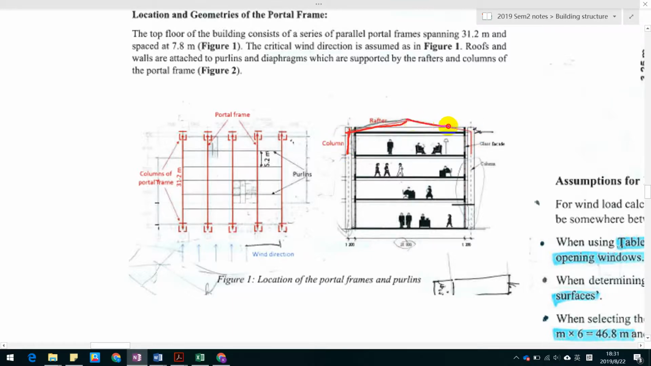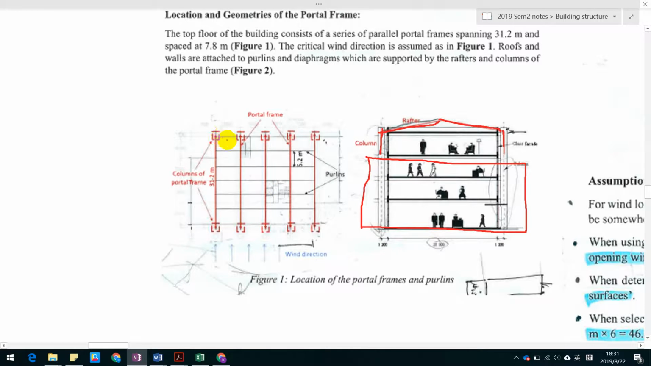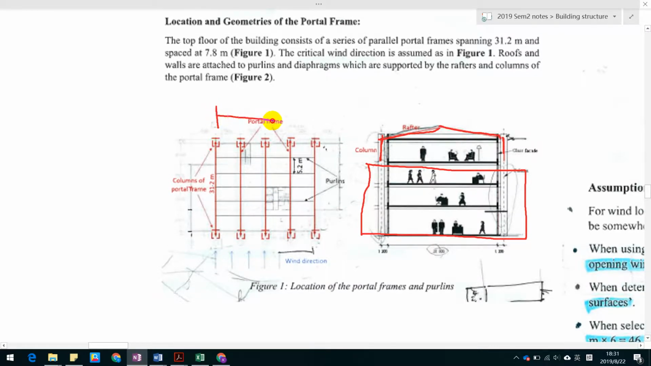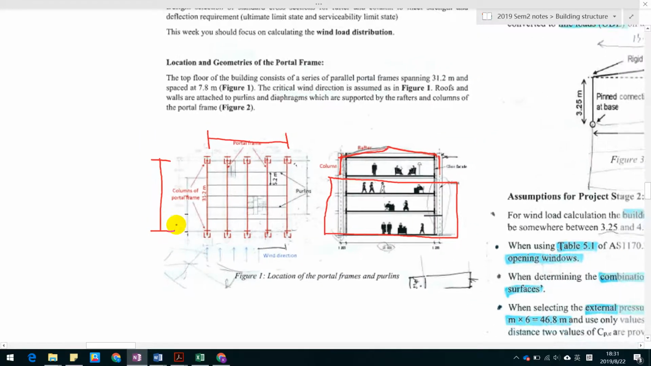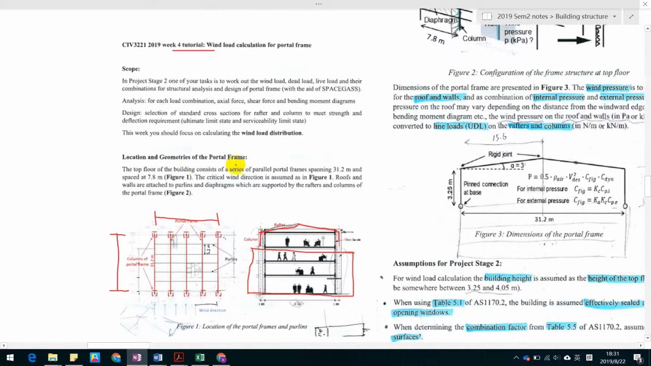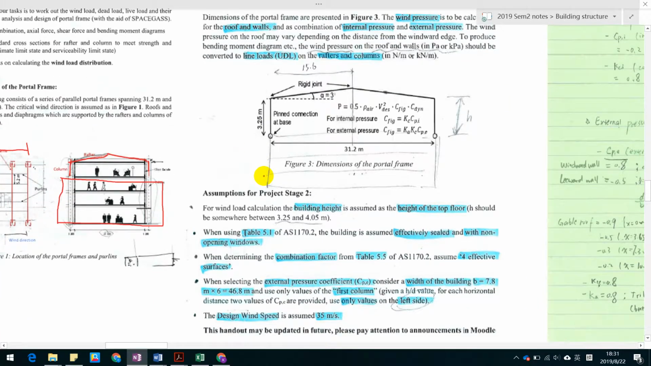This is called a rafter. This is a very integral portal frame, so it's standing on the infrastructure here. And the setting is that we have 31.2 meters here. We have 31.2 meters here. That's it. So we need to calculate the wind load.